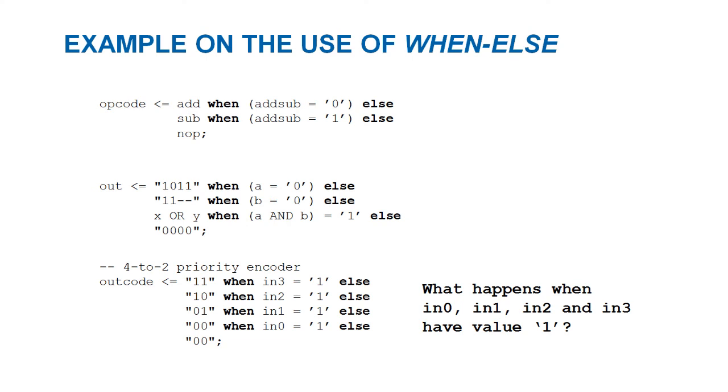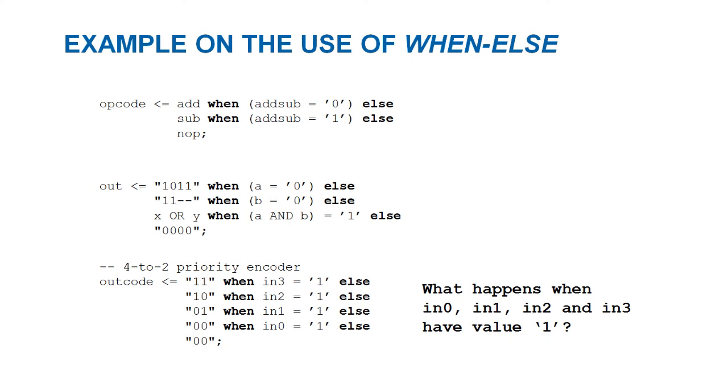So here we have another example. Opcode will be given the value 1011 when A equals 0, else 11 don't care when B equals 0. Out will be given the value X or Y when A and B are both equal to value 1.